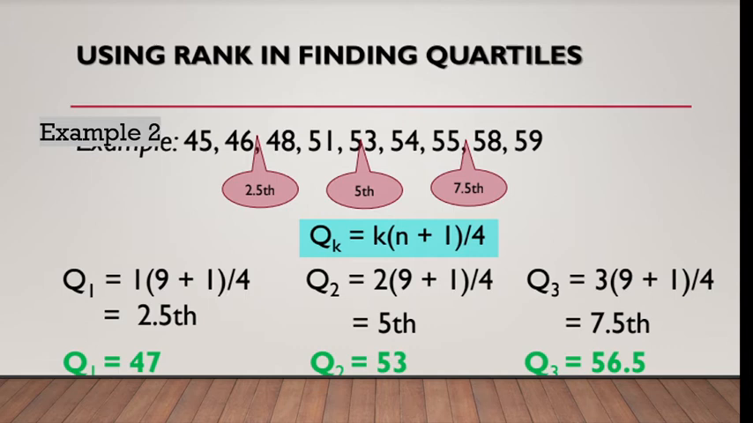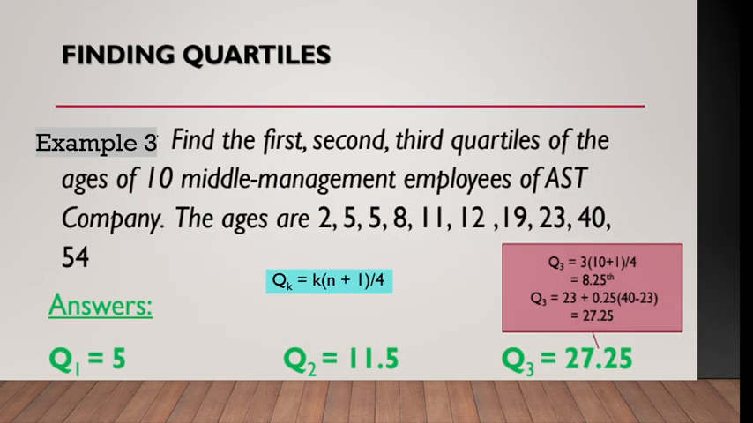And for the next example, we are going to use another set of values. Now it is an even numbered data. We are using ranks to find the quartiles by using the same formula, which is quartile is equal to the quartile number multiplied by the total number of values plus 1 divided by 4. Since the ranks are even numbered, we just have to find the average.